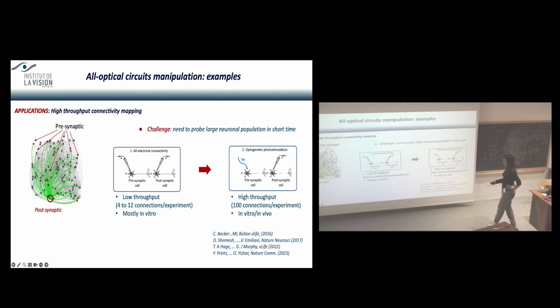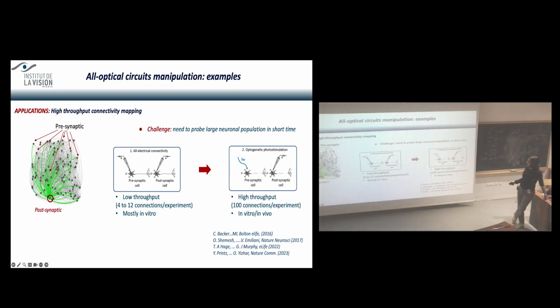Now, you can see from this cartoon that you require not only to patch one cell, but two of them. And then if you want to probe multiple cells, you need to move the electrode on the presynaptic cells around, and at a certain point, unfortunately, your postsynaptic cell will die. So the length of this experiment depends on the lifetime of your postsynaptic cell. And so it was possible with this approach to measure 4 to 12 connections per experiment.